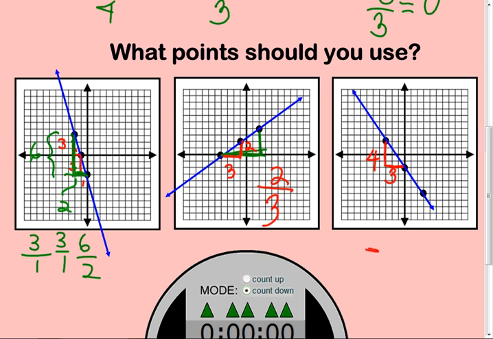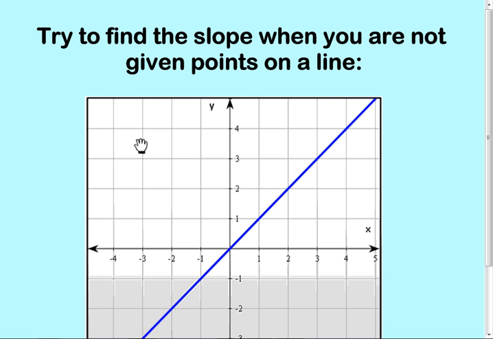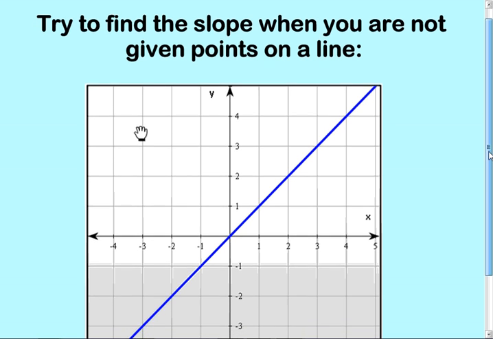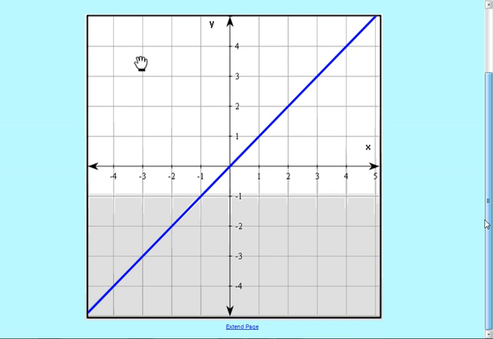It's negative, and it's the rise over the run. It's not correct if you have negative 3/4. It's not the same slope. If it's steep, the number's going to be bigger than 1. If it's not very steep, it's going to be smaller than 1. It's okay. Try to find the slope when you're not given points on the line. So you can put your own points in here.